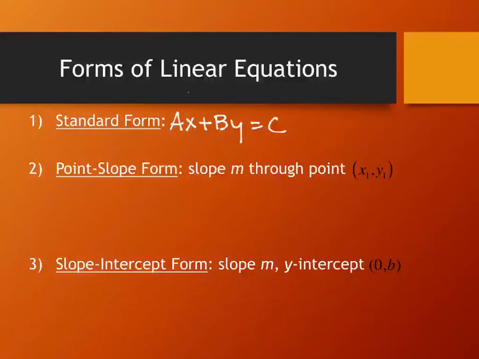There's a couple more forms of lines that are very helpful depending on what information we're given about the particular line we're working with. The first one's called a point-slope form of a line. So this particular form of the line looks like y minus y1 equals m times x minus x1. Your slope is m, and you're going through the point x1, y1.